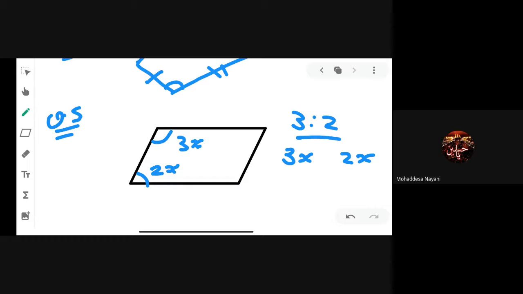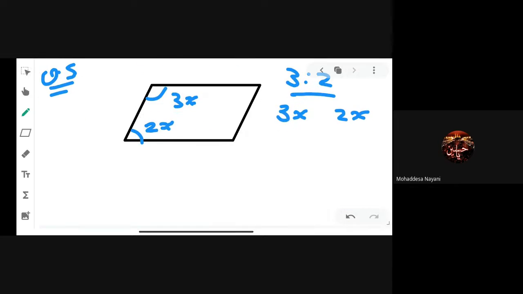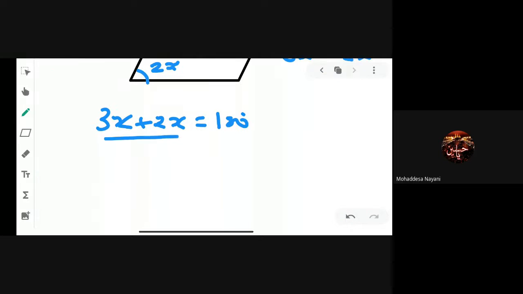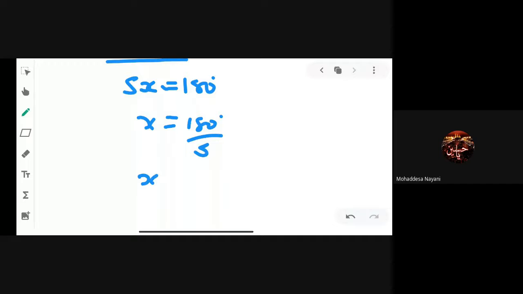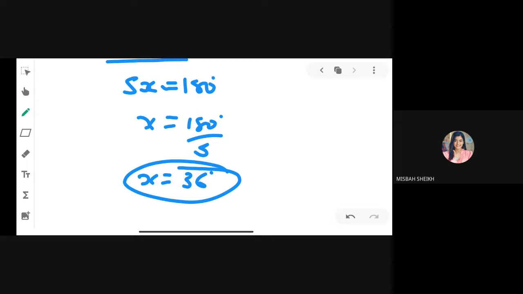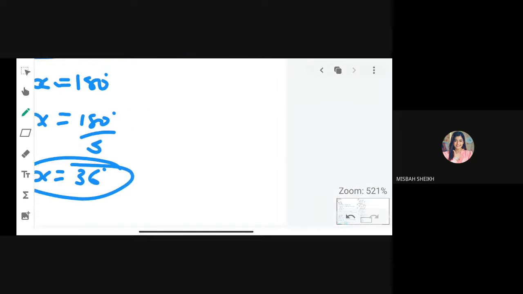And we know that 3x and 2x angles are on the same line, so it means they are supplementary. We can add these two angles and we get 180 degrees. So 3x plus 2x, 5x is equal to 180 degrees. x is equal to 180 degrees divided by 5. So we get x is equal to 36 degrees. Clear all of you? Yes, sir. So x is equal to 36 degrees. It is not an angle, right?